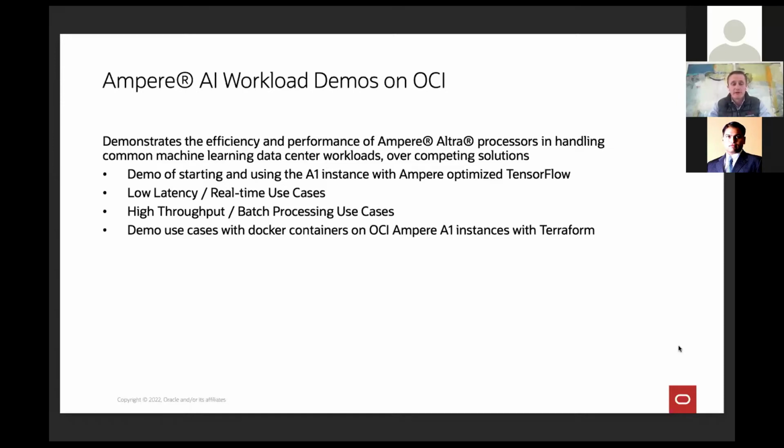And we're going to show you the benefits of low latency, that is a real-time processing demo, and a high throughput, that is a kind of a batch processing demo. You will be able to use all those demos. They're available for free for download from GitHub. And our software is also available for free. So you can try our Ampere optimized TensorFlow and Ampere optimized PyTorch at any time on OCI A1 instances.